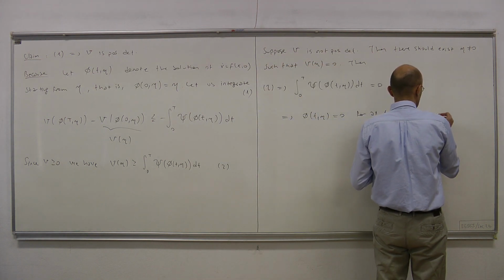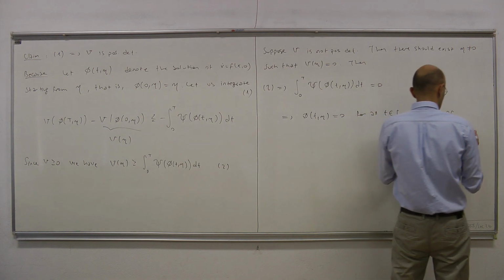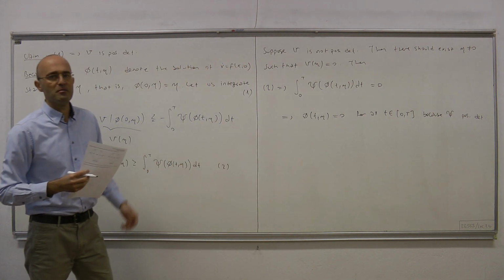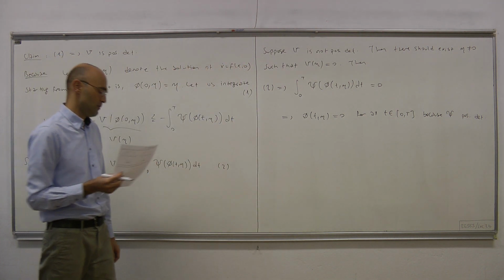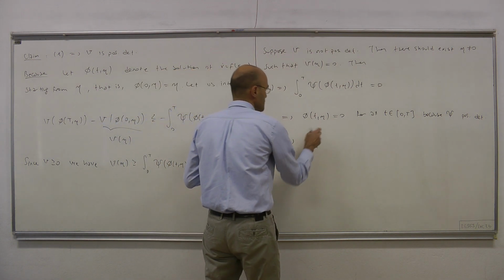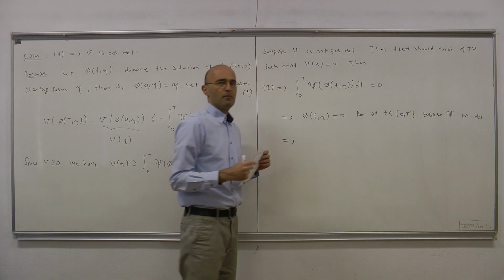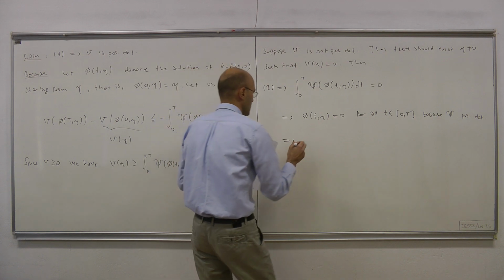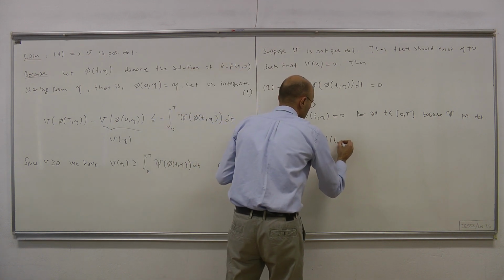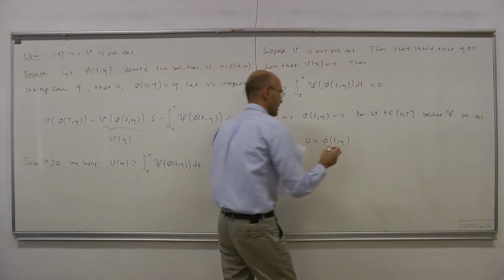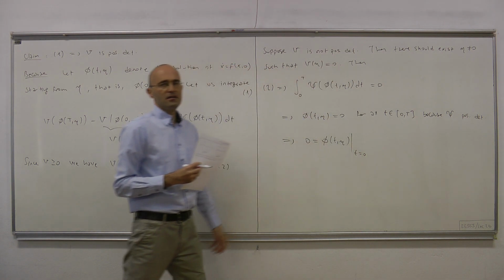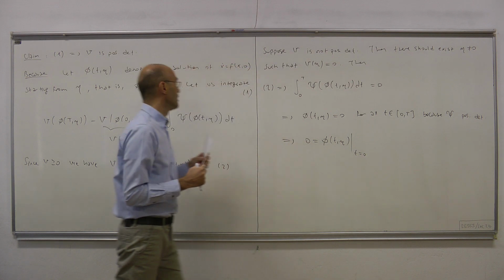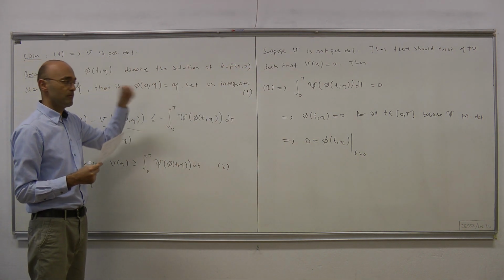Because psi is positive definite. And why is psi positive definite? Because we are assuming that the system is strictly passive, so that comes by definition. Now, since this is 0 for all t from 0 to capital T, clearly it's 0 for t equals 0, the initial time. So let's evaluate that. Okay, so this is 0 for all t. Clearly, it has to be 0 also for t equals 0. And at t equals 0, it's nothing other than the initial condition, which is eta.